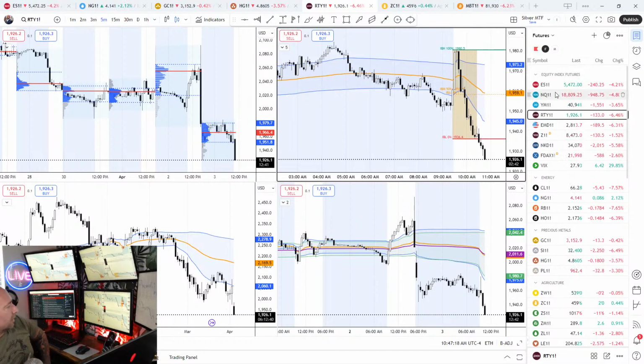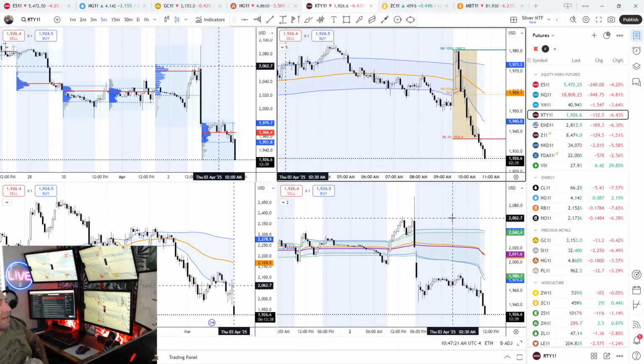Look at the Russell. We're approaching limit down, guys. 0.5% away from limit down on the Russell. Just bleeding.